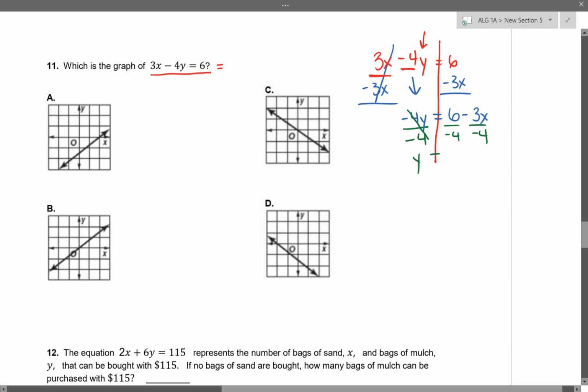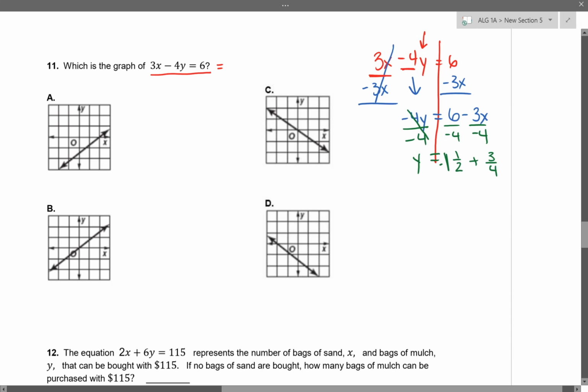You are left with y equals 6 divided by negative 4. Well, it doesn't go in evenly, but it's a negative 1 and 1/2. Because it would be 2 over 4, which is 1/2. And then negative 3 and negative 4 would equal a positive 3 over 4. This is rise over run, which we'll learn more about next unit.